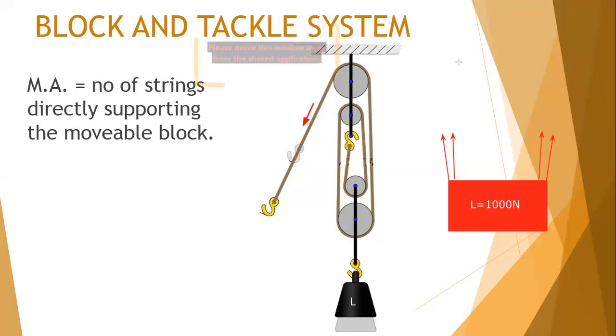So you will find that the load is equally divided among the four of us. Yes or no, bachcha log? So the load is being equally divided among four of us. And how much is the tension in each string? The tension in each string is 250 Newton.